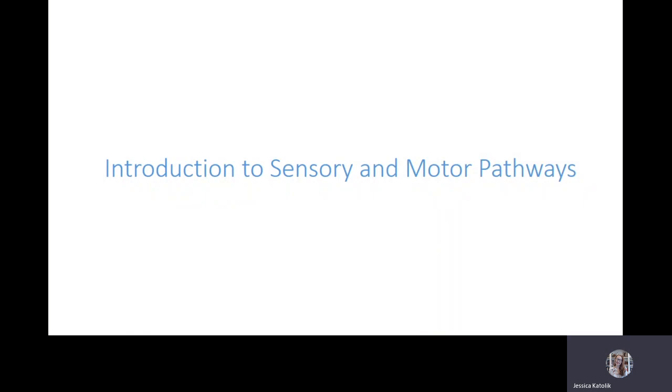Today we're going to continue our lecture series on the central nervous system, chapter 13. And in this video, we're going to start our conversation about part 3, sensory and motor pathways. Here we're going to give a general introduction to sensory motor pathways, and in future videos, we're going to go into much more detail of these pathways and give specific examples.